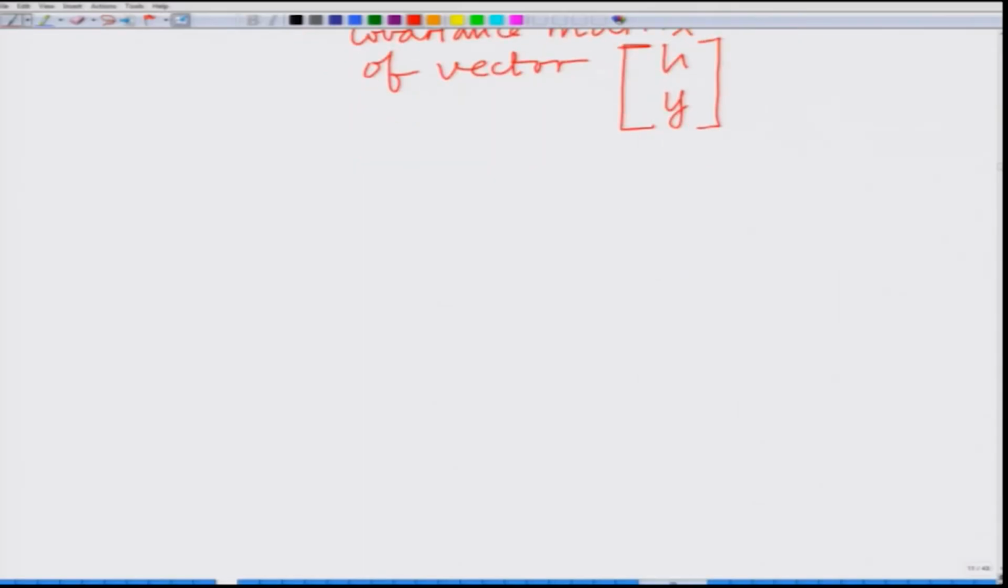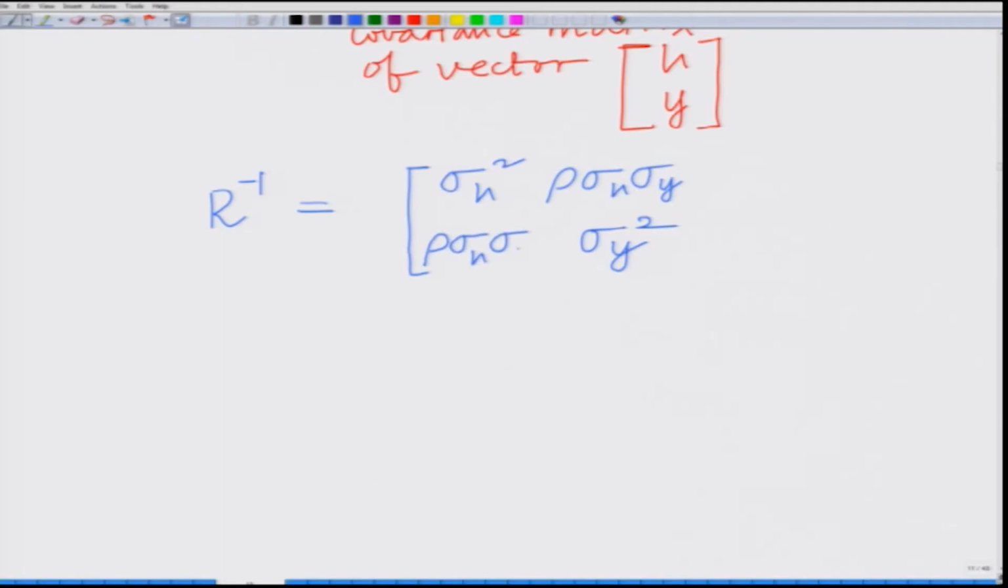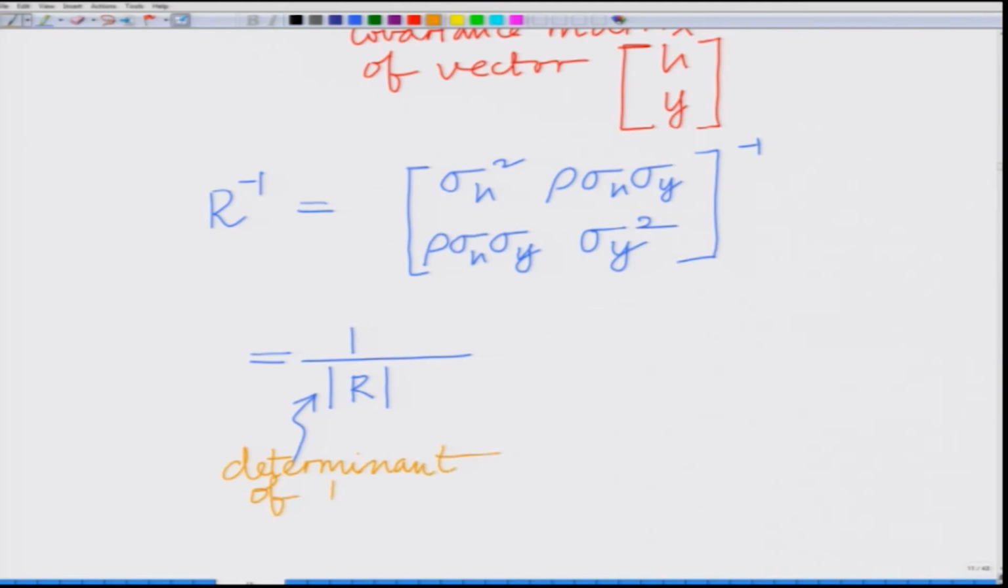And of course, we also need R inverse, that is the inverse of this covariance matrix, the matrix with entries sigma h square, rho sigma h sigma y, rho sigma h sigma y, sigma y square. It is given as 1 over the determinant of this matrix R, times the inverse of this 2 cross 2 matrix, where we interchange the diagonal elements sigma y square and sigma h square and negate the off diagonal elements, minus rho sigma h sigma y. This is the inverse of the matrix.